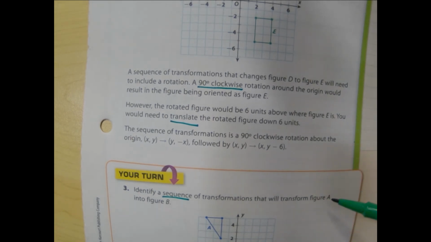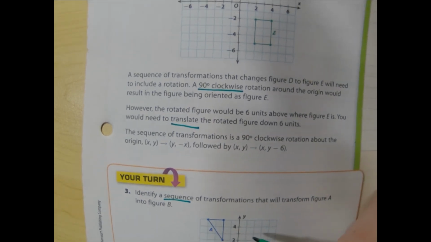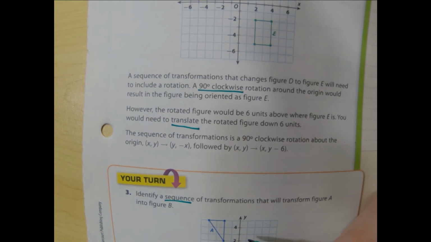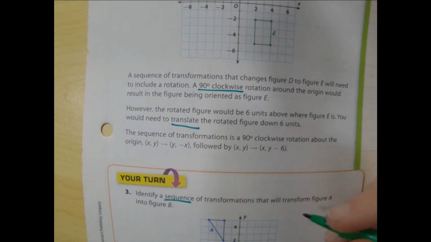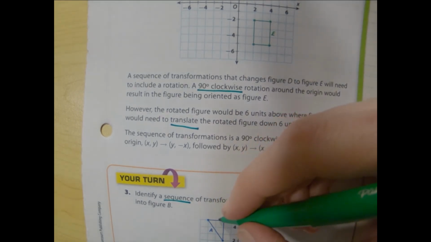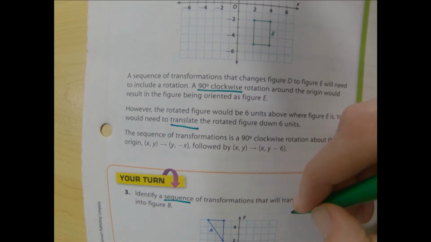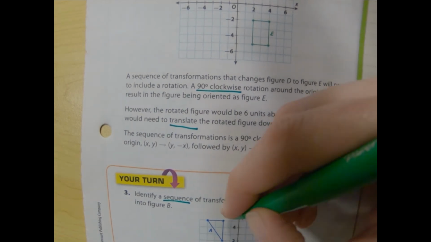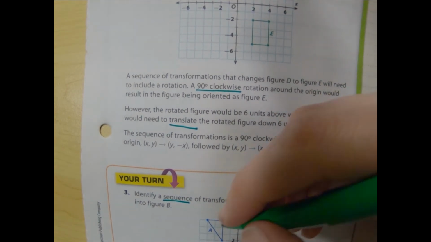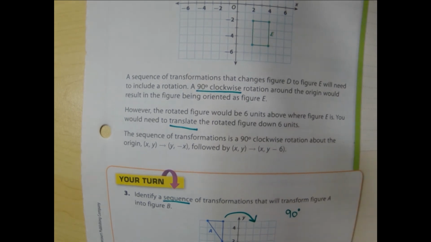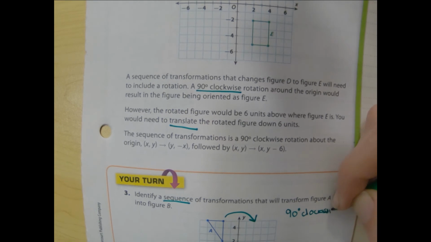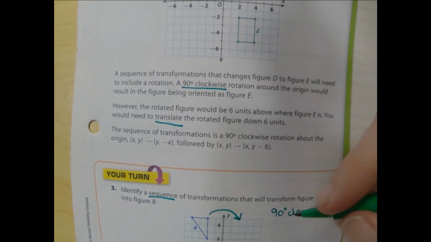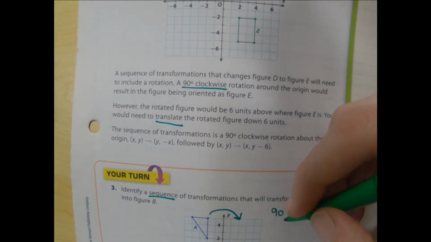Identify a sequence of transformations that will change A into B. The first thing I might want to do is rotate 90 degrees clockwise. Okay, if I rotate A 90 degrees clockwise, because I want to get it into this quadrant, right? That's my goal. I need to get here to move here. So I will do a 90-degree clockwise rotation, which means I'm going to multiply x by -1.